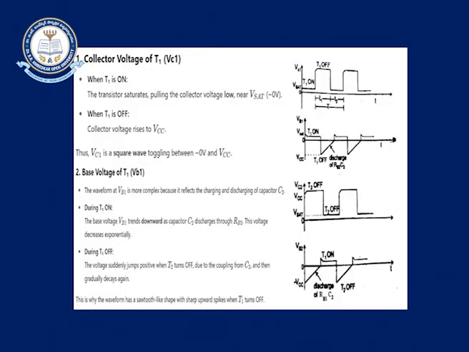So, what about the base voltage VB1? It is more complex, because it reflects the charging as well as the discharging of the coupling capacitor C2. The voltage VB1 tends downward as the capacitor C2 discharges through RB2. This voltage goes exponentially. From the figures beside, you can easily observe what is happening. There are 4 graphical representations given to you.